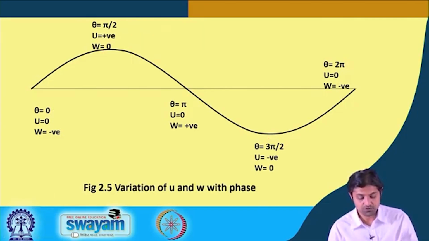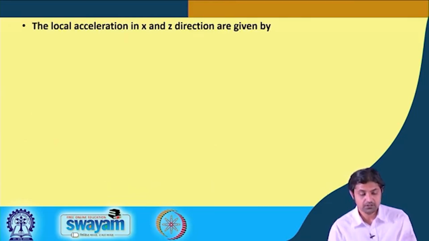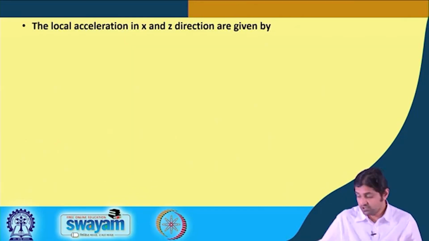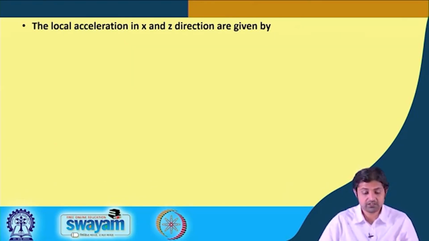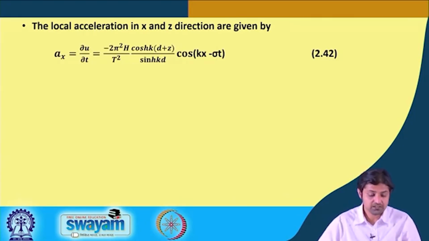So, this is variation of u and w with phase. Now, we have talked about the velocity. Similar way we should talk about acceleration as well. So, Ax is del u del t, all right, because u we have already obtained in terms of sin h and cos h. So, we simply differentiate once more.